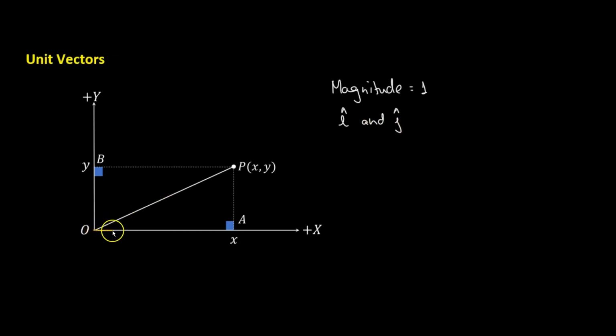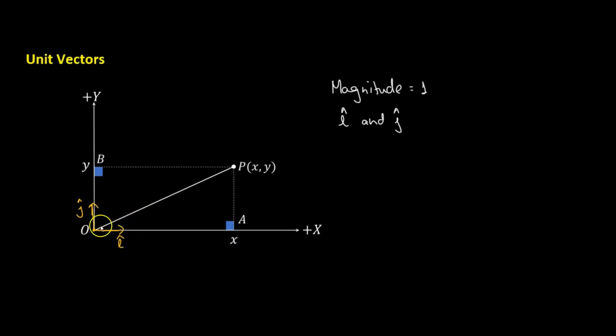It's a unit vector that starts from the origin and points towards the x-axis. And we have j cap, which is another unit vector that starts from the origin and points along the y-axis or in the y direction. So essentially i cap and j cap are unit vectors that point along the coordinate axes x and y.